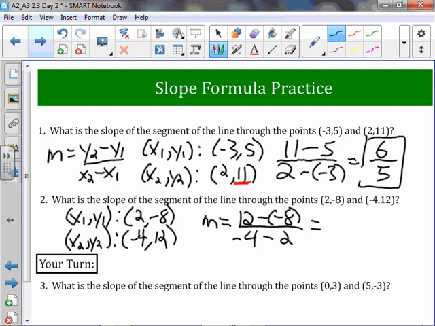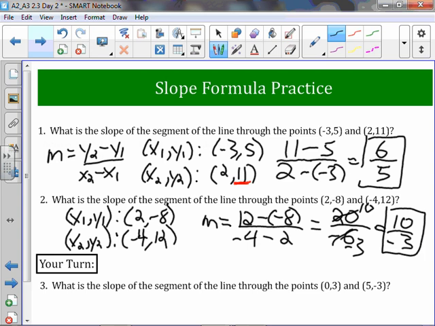All right, so 12 minus a -8 is 20, and here's where our skills quizzes are coming into play, and we know we need to know how to add and subtract positive and negative numbers. -4 minus 2 is -6, but we're not done. That fraction can be reduced. Both these numbers have common factors of 2, so when the common factor is 2, we divide 20 by 2, that's 10, -6 by 2 is -3, and my final result for slope is -10/3.